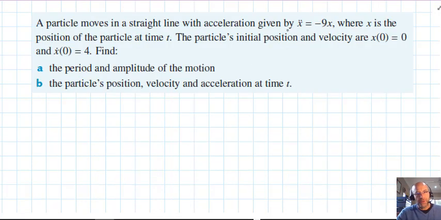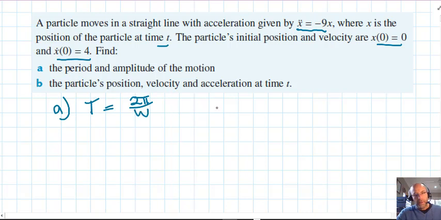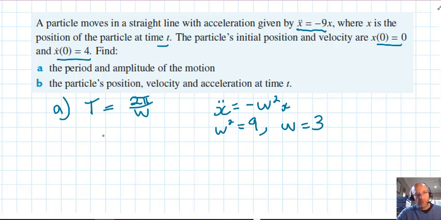Final example, particle moves in a straight line. We're given the acceleration there, negative 9x, x is the position at time t, and we've got some other information. Starts at the origin, and its initial velocity is 4. So part A, calculate the period and the amplitude. So period is 2 pi over omega. Now, from the given expression here for acceleration, we have negative omega squared x. So basically, omega squared equals 9, and from what we said earlier, we just take the positive of that. So omega is 3, 3 radians per second. And we get 2 pi over 3 seconds.